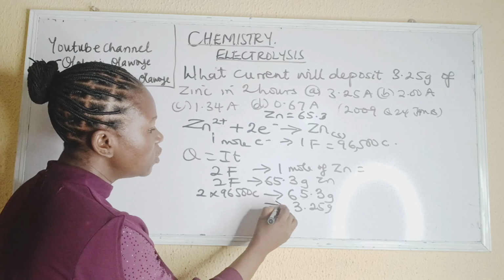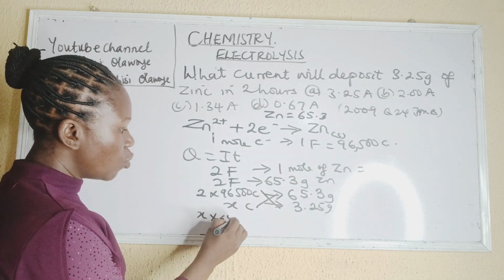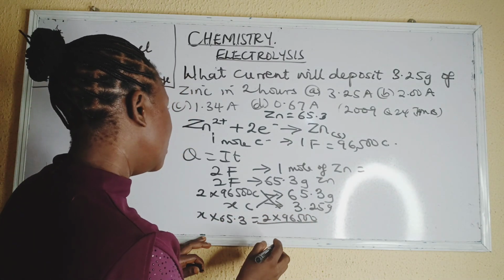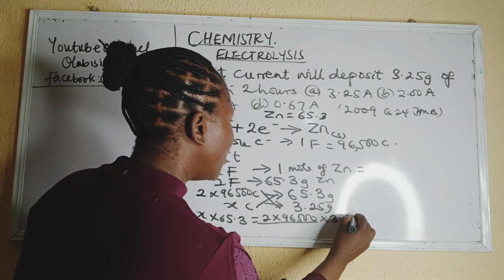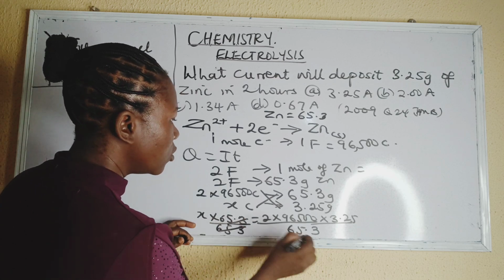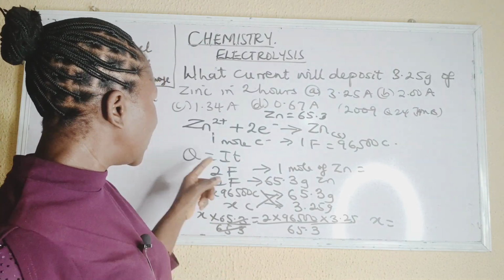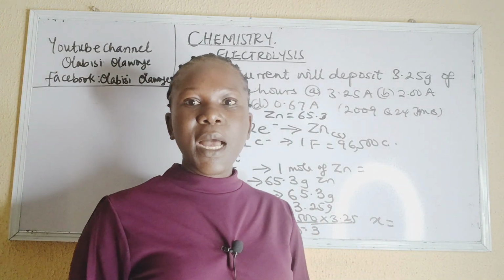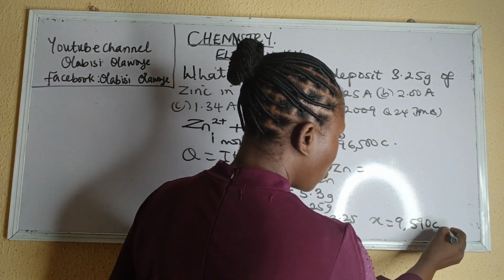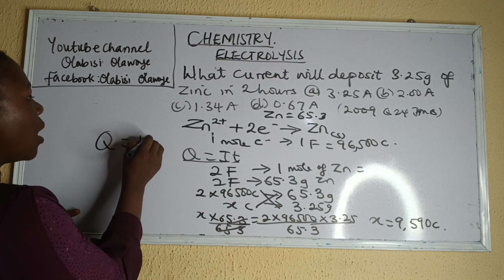So the question now is: 3.25 grams will be produced by what coulomb of electricity? In this case, we need to work out the coulombs by multiplying this by 3.25, then dividing both sides by 65.3. So we get the quantity of electricity, Q, in coulombs, and we will end up getting 9,590 coulombs.